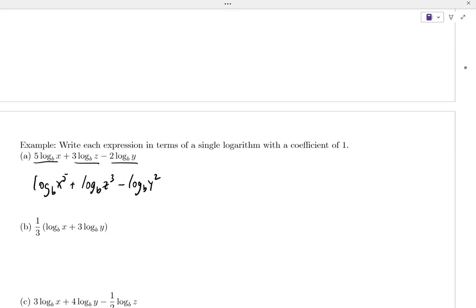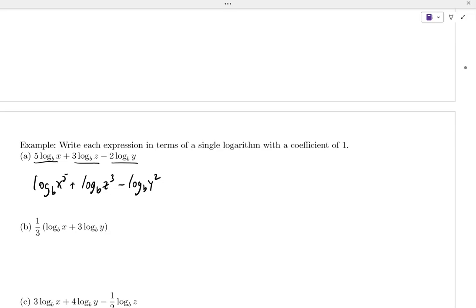Still haven't got it as a single logarithm, but that would be the first step that I would do, right? Take those constants, move them up, right? So far, so good? Okay. Let's do this a step at a time. If you're able to do the whole thing at once, fantastic. But let's do it a step at a time to make sure that we have everything and we're making sense of everything here.